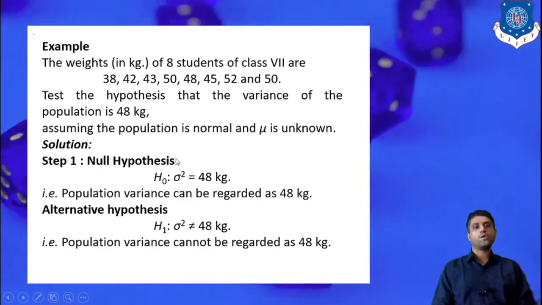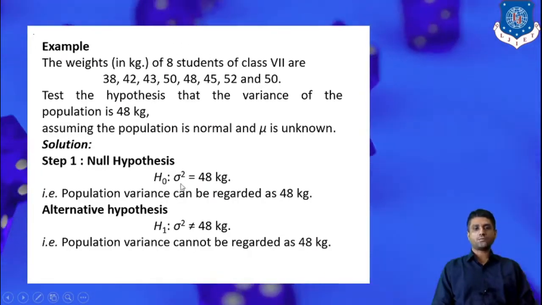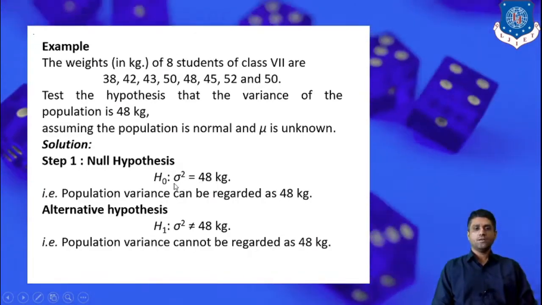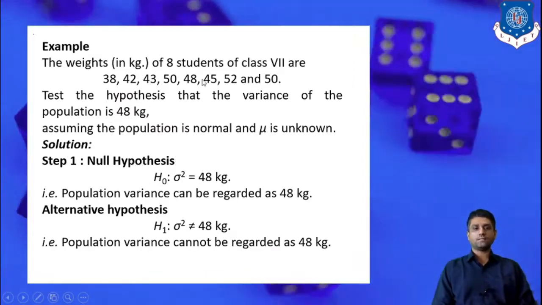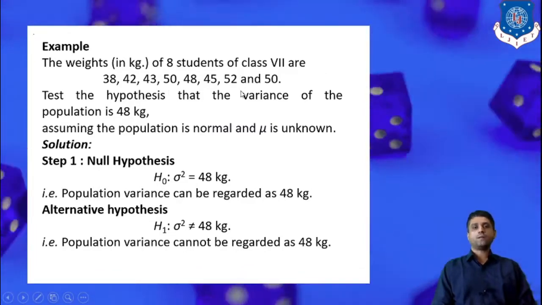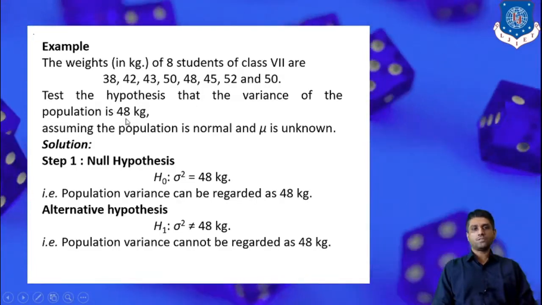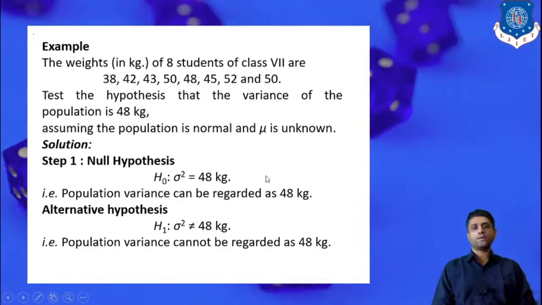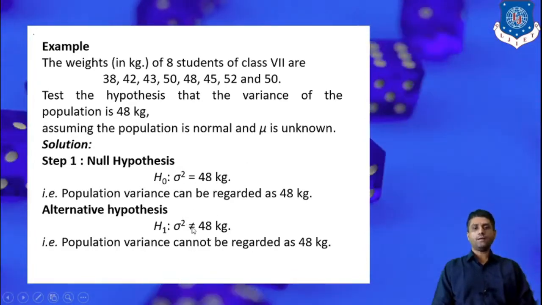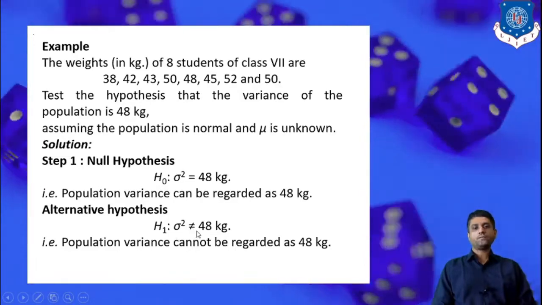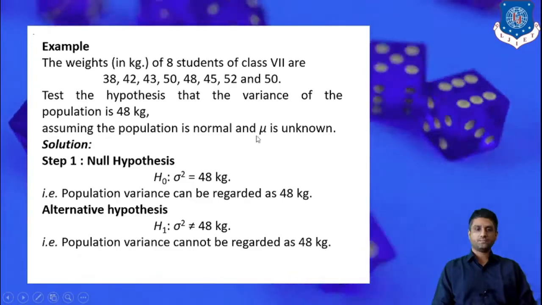Step number 1, we have to frame the null hypothesis on the basis of this data. So H0: sigma square, that is the variance, is 48 kg. Definitely in the null hypothesis we have to assume whatever the definition tells is true. The definition tells that the variance of the population is 48 kg, so we assume the variance is 48 kg. On the basis of this, we define the alternative hypothesis: variance is not equal to 48 kg. That is, the population variance cannot be 48 kg.